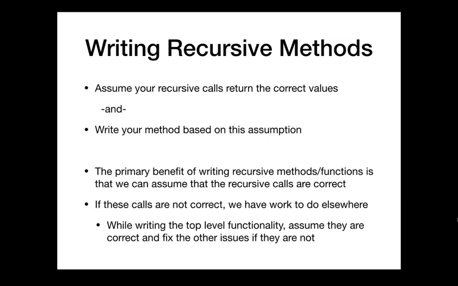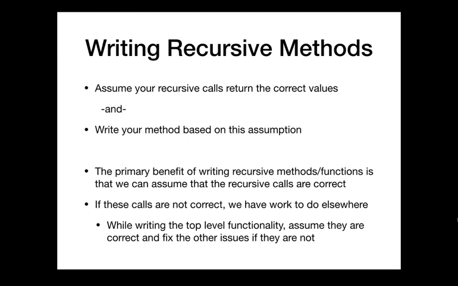So assume your recursive calls are correct and write everything based on this. This is the real benefit, in my opinion at least, of recursive methods: when we're writing the method, we can offload a lot of our processing power, of our brains, of our thought and design power on this assumption. Just assume your recursive calls are correct and write your methods based on that. It offloads a lot of the work that you have to think about.